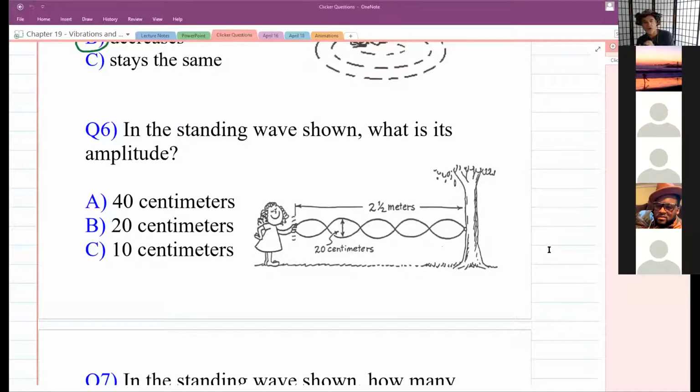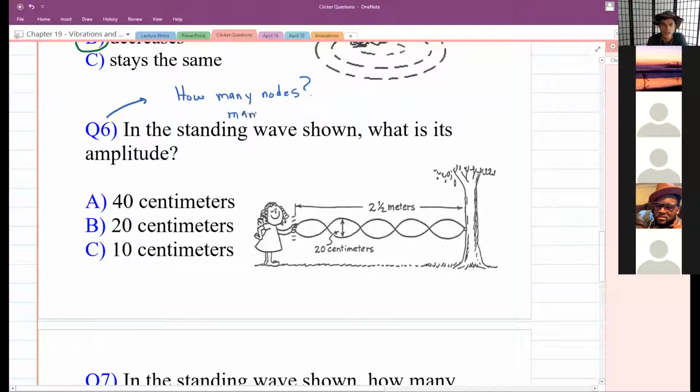Okay, so question 6 says, in the standing wave shown, what is the amplitude? And actually, I have a couple questions for you in terms of this. For this question, what is the amplitude? But I also want to know how many nodes are there in this standing wave and how many antinodes? All together or each? All together.